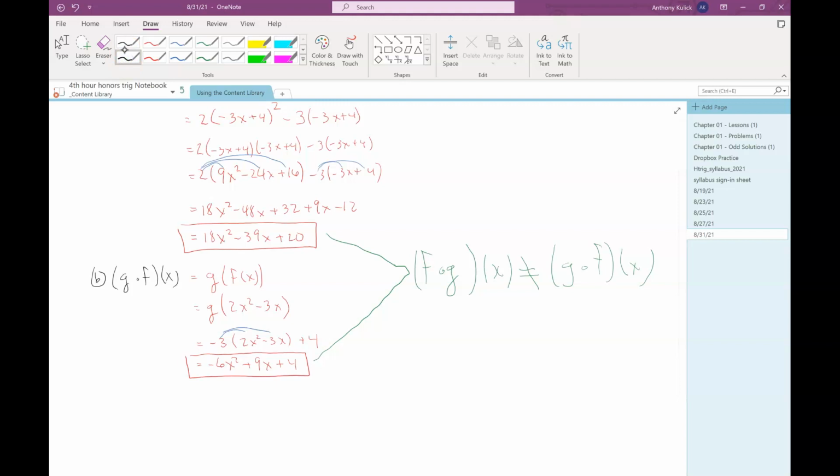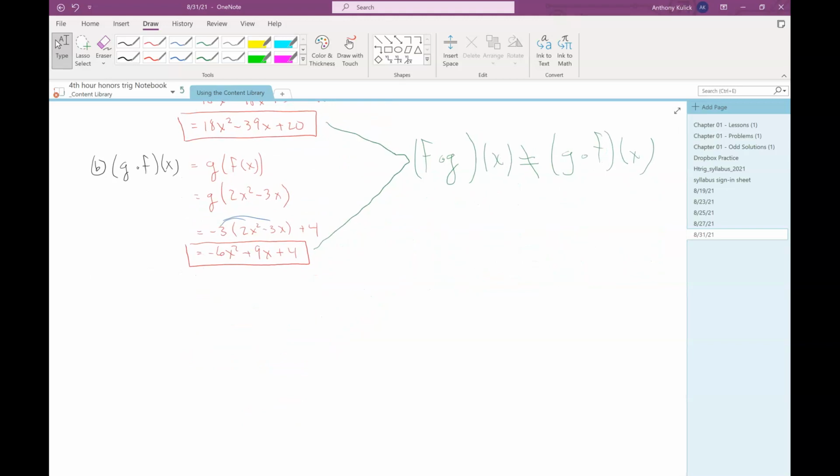Now, when the composition does give you the same result, that tends to be a special situation. And of those special situations, there's one particular that is of interest to us, and we're going to define that situation right now.